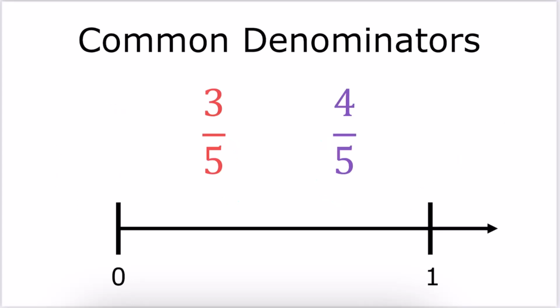And you can also show the same concept on a number line model. Like, for example, if we were trying to compare 3/5 and 4/5, the denominator of 5 tells us that we're splitting up the distance between 0 and 1 into 5 equal sized pieces. And the fraction 3/5 is 3 of those pieces away from 0, while the fraction 4/5 is 4 of those pieces away from 0. And so because the purple dot is further to the right than the red dot is, that tells us that 4/5 is greater than 3/5.